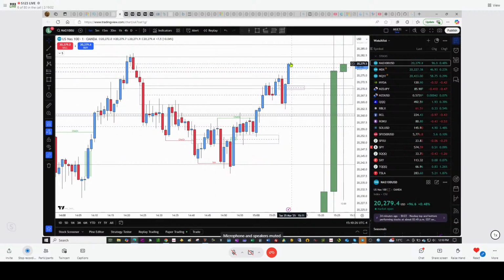Oh, they've gone right up into that. Yep. So they've broken the high again. Wow. Okay. So now they're going to be 1, 2, next high. 3, 4, 5. So right up into the midpoint of the gap.